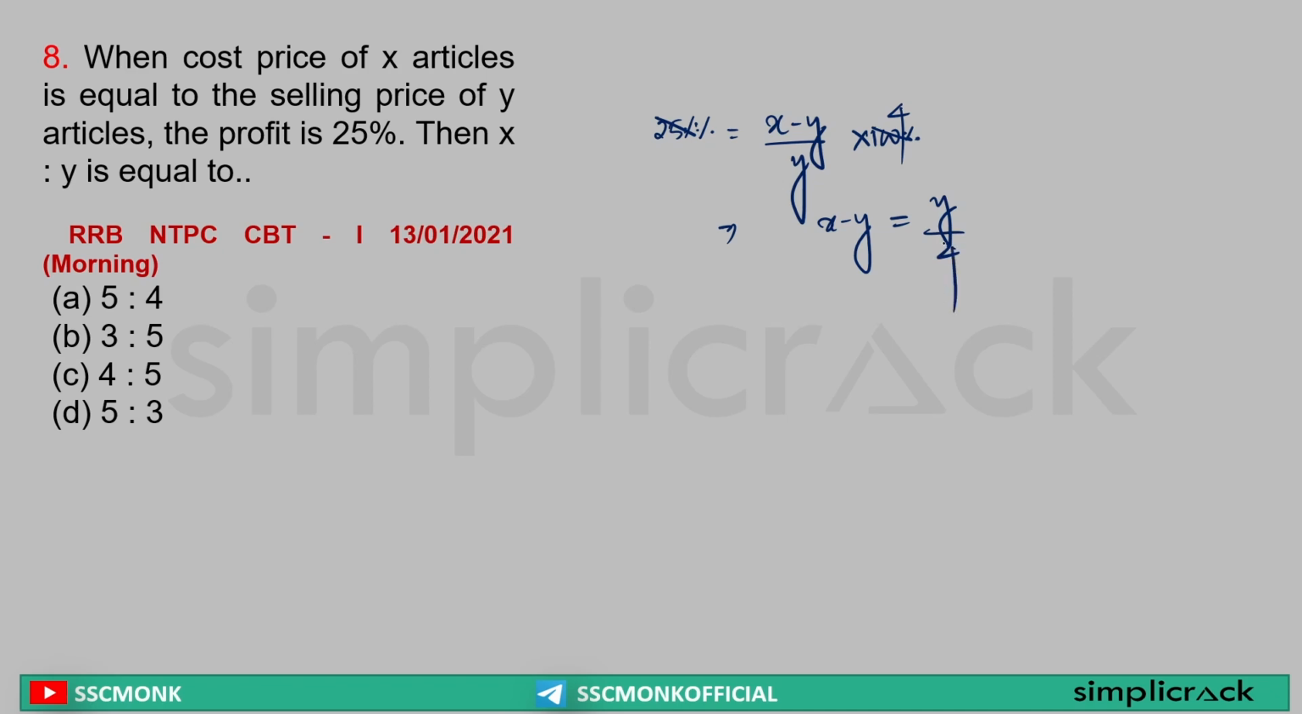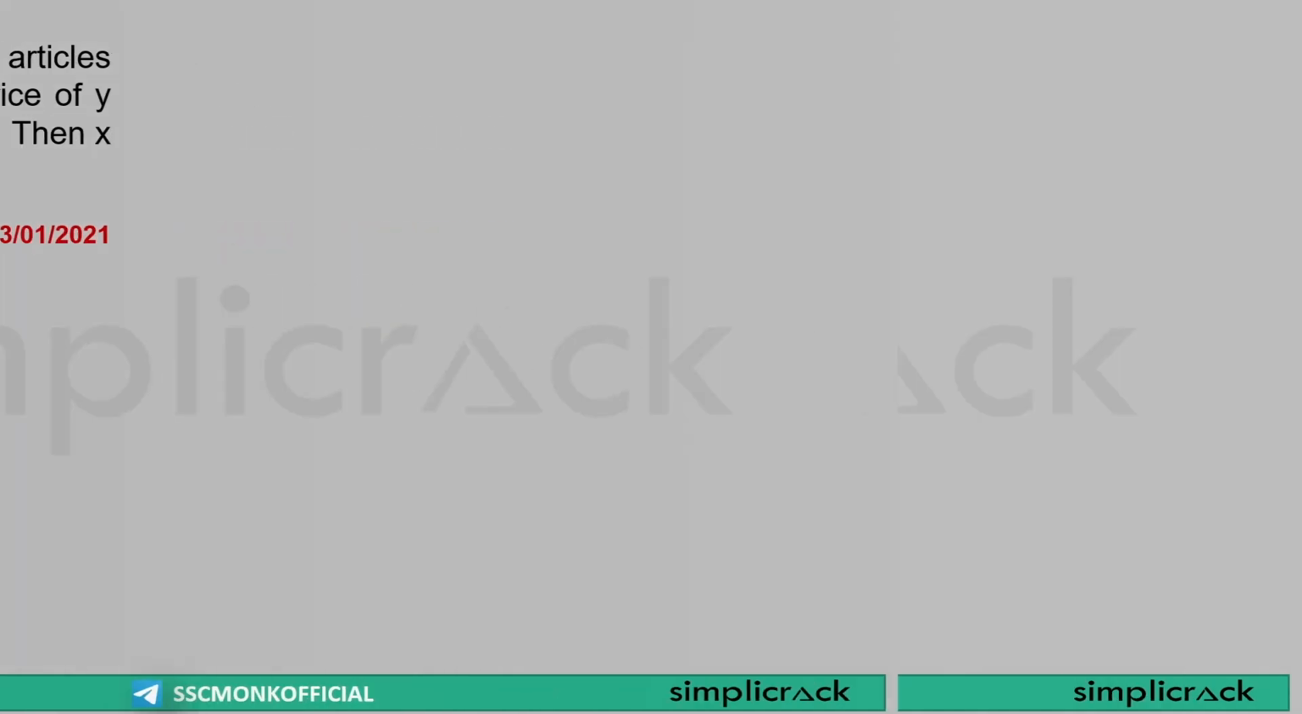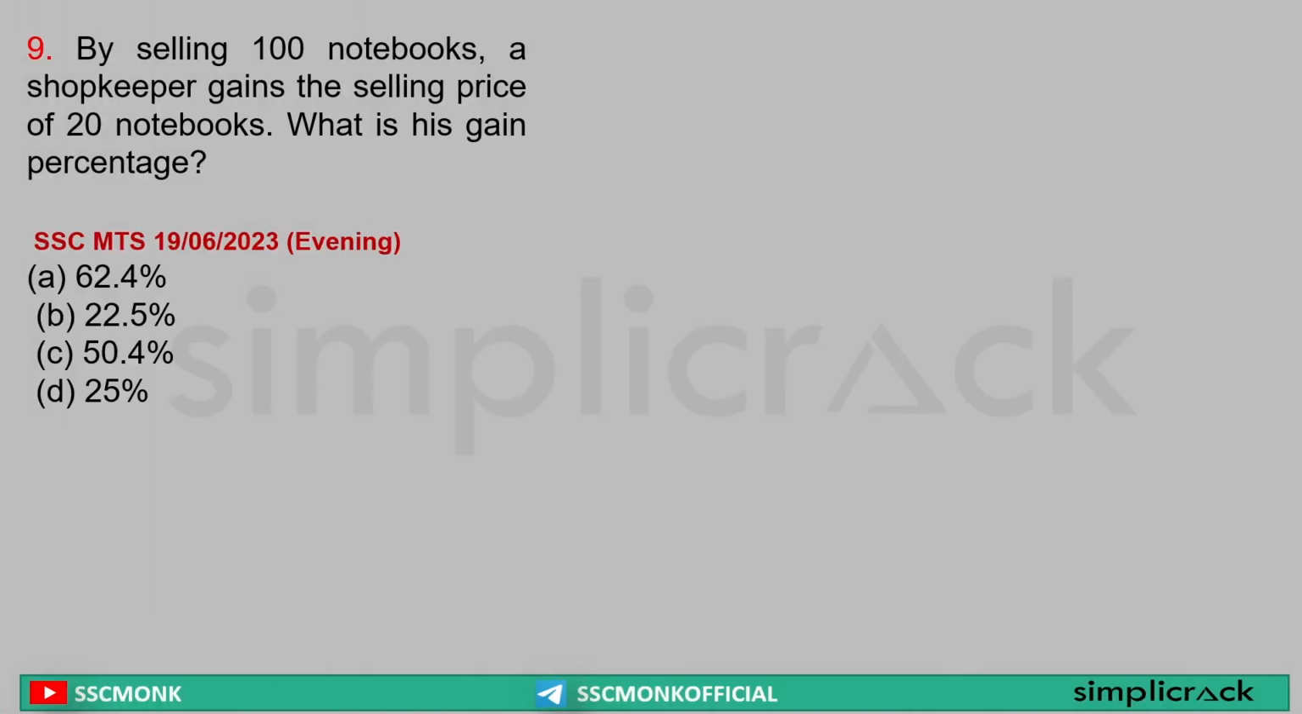Or without complicating the whole thing, I can write 4 into (X minus Y) is equal to Y, because Y will come to this side. So, sir, 4X minus 4Y is equal to Y, or I can write, sir, 4X is equal to 5Y, or I can write, sir, X by Y is equal to 5 by 4. So the ratio is equal to what? 5 is to 4. Option A. Clear? Basic question. Next.